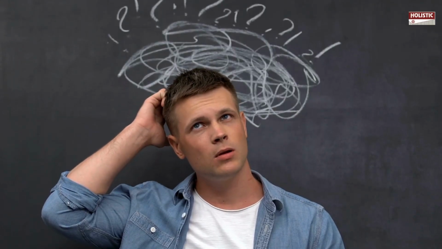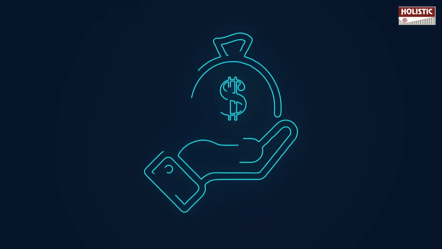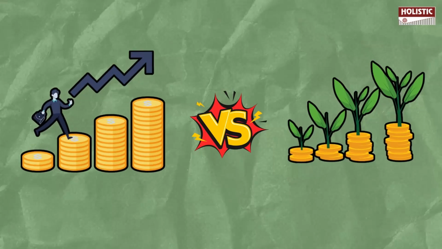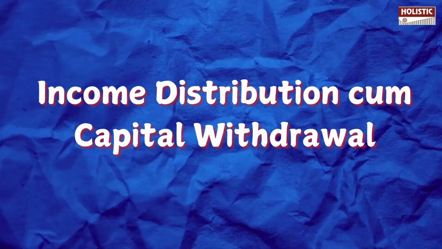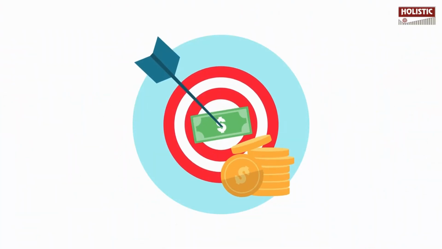Have you ever found yourself confused about which mutual fund option to choose? You have probably seen two choices when investing in a mutual fund: growth and IDCW, which is income distribution cum capital withdrawal option. So what do these really mean? And more importantly, which one is the right choice for your financial goals? Today, we are breaking it down in simple terms so that by the end of this video, you will know exactly which option suits you best.